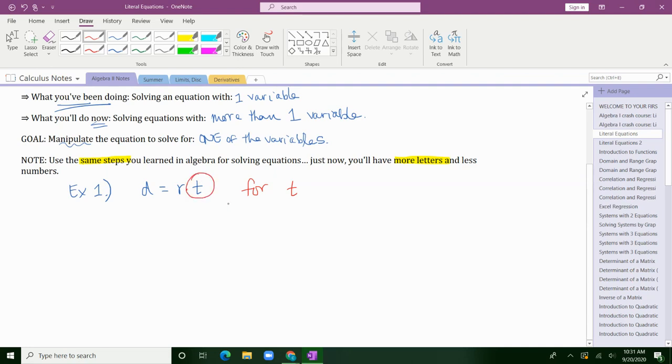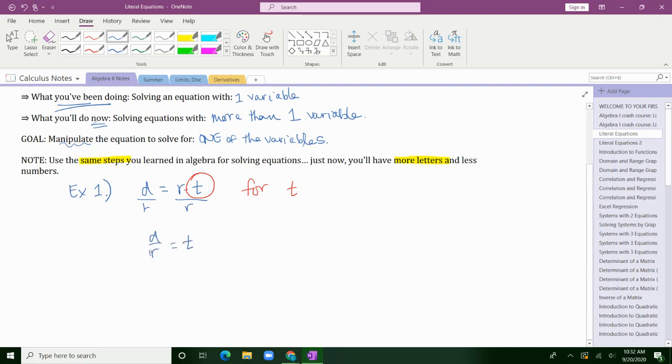I usually recommend people circle the variable you're looking for because otherwise you might go in an endless loop if it's a complicated problem. And to get T alone, we have to move R. Since R and T are connected with multiplication, we're going to divide by R on each side. And we're going to have distance over rate equals time.